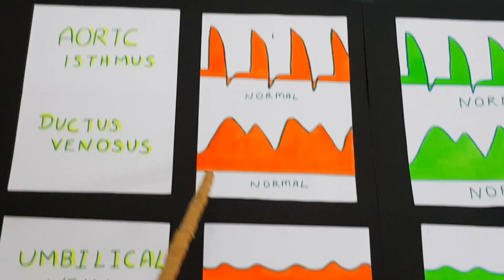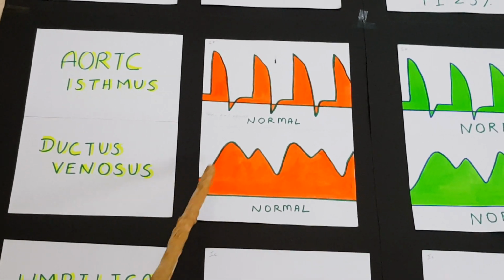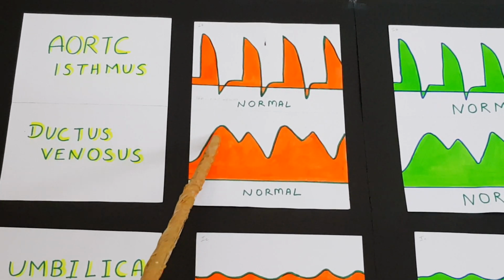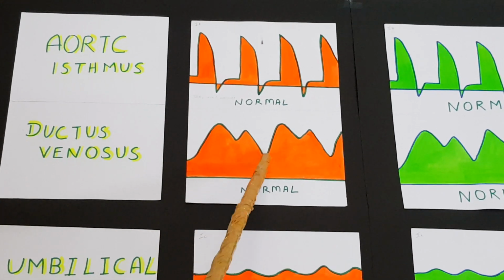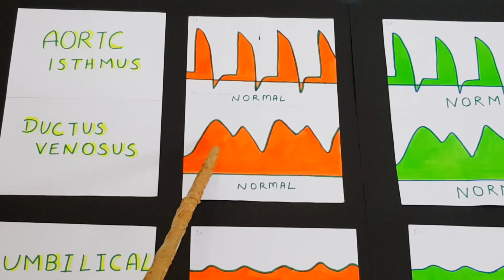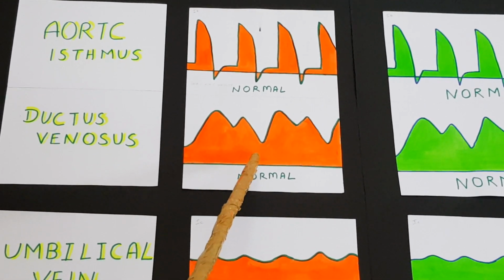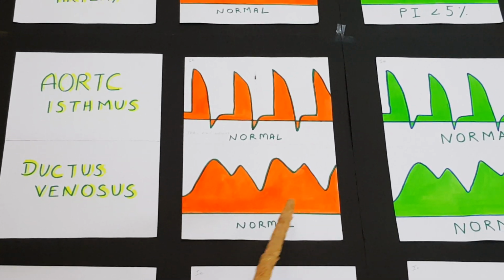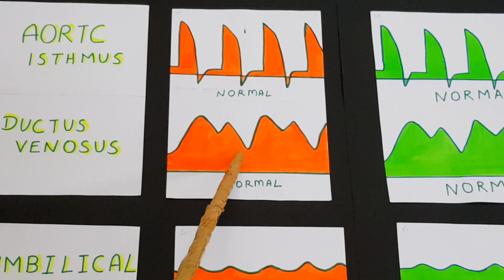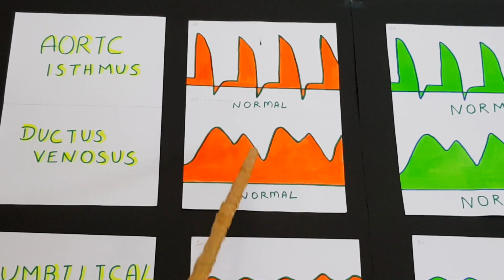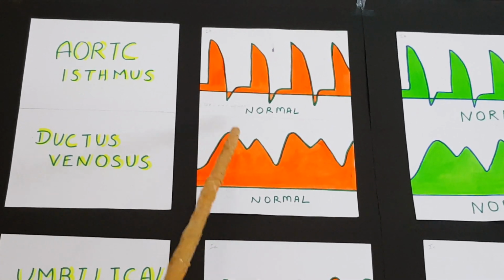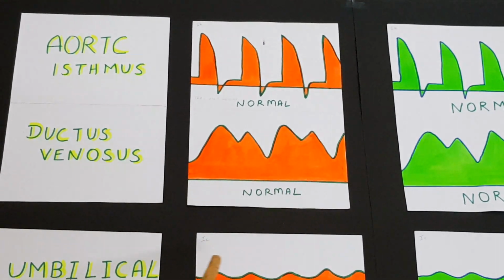Now this is the ductus venosus waveform, where we have S, D and A waves. This is the S wave, this is the D wave, and this is the A wave. You can see that in the ductus venosus, both in systole and in diastole, the flow is continuously forward and there is no flow below the baseline, and the nadir of the A wave is well above the baseline. So this is the ductus venosus waveform.